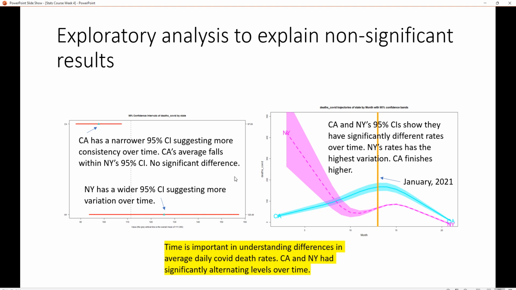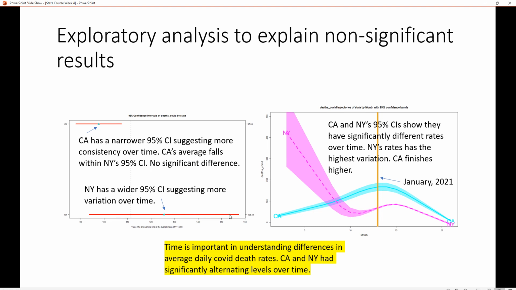So we are now looking at 95% confidence intervals. The one on the left groups all the data from the different months for those 2 years into one value. And then on the right, now we're looking at that trend over time. So on the left, we see that California has a narrower 95% confidence interval, suggesting more consistency over time. California's average falls within New York's 95% confidence interval.